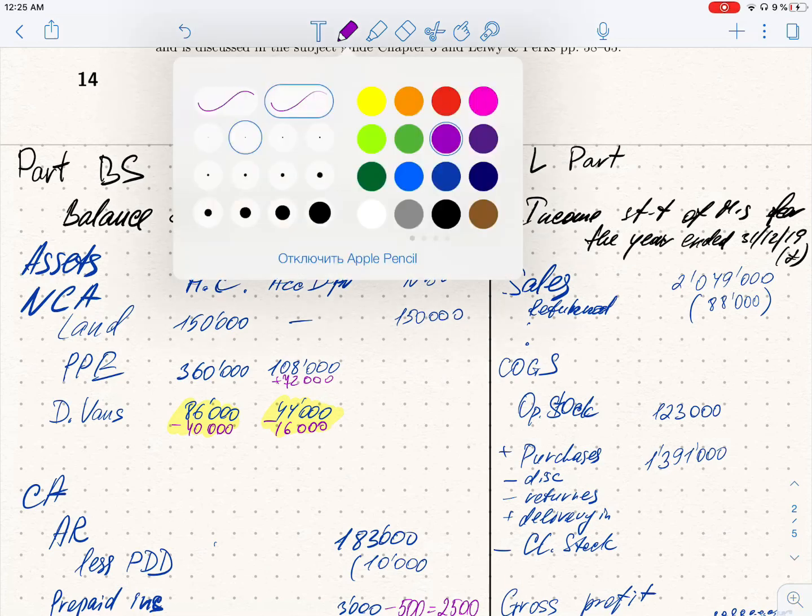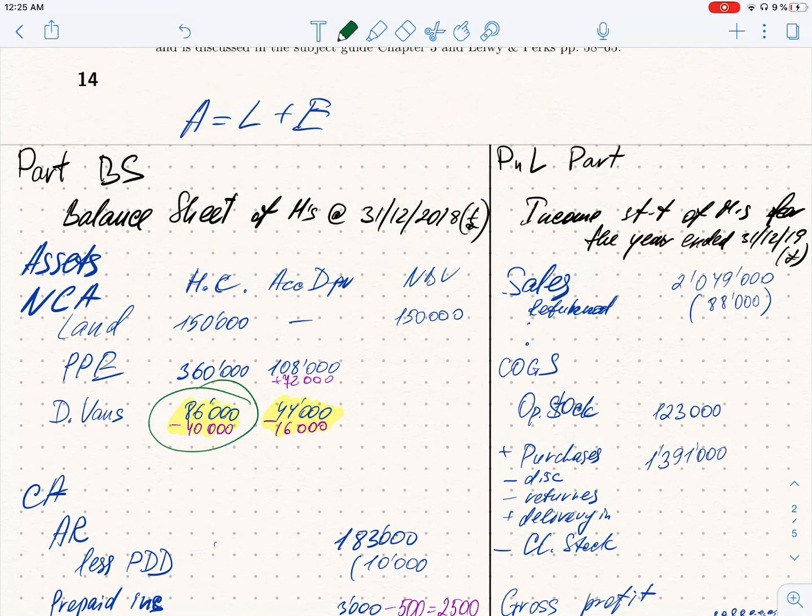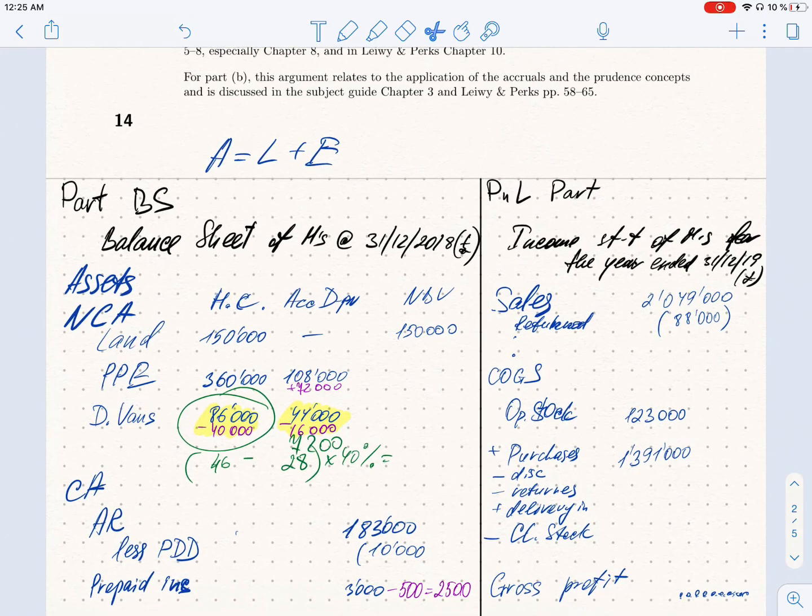That gives us 7.2. I will show you the calculation. So here we have 46,000. Here we have 28,000, and that should be multiplied by 40%, which eventually gives us 7,200. 7,200 goes to accumulated depreciation of delivery vans, increasing the total accumulated depreciation for that type of property.